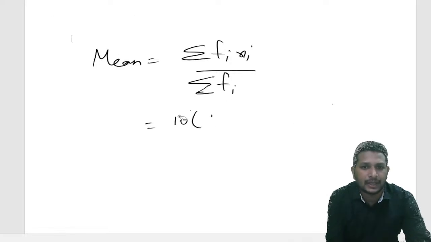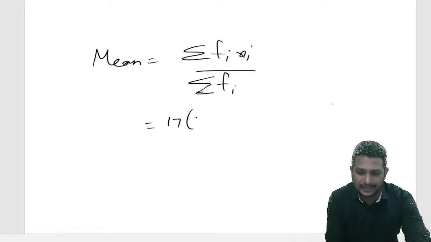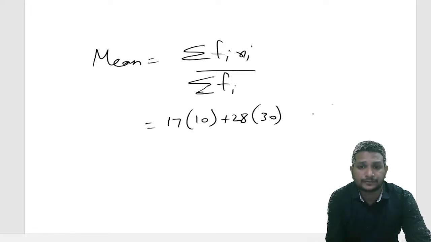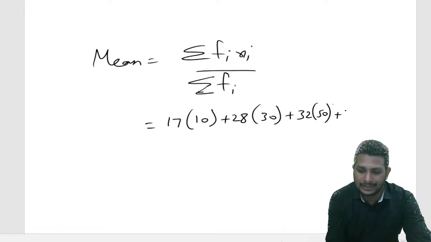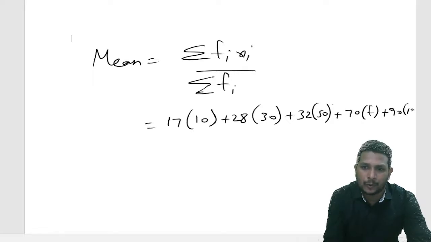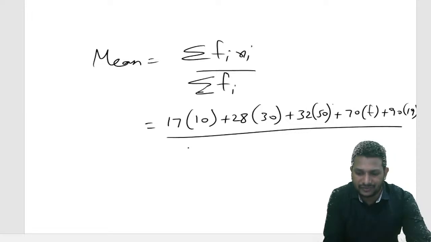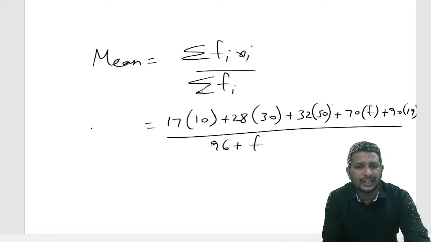Just a second. fi into xi, no? As the frequency is given as 17 and xi will be 10, and 28 into 30 plus 32 into 50 plus 70 into f plus 90 into 19. Okay. By total frequency, if I add, we'll be getting 96 plus f. We got the mean value. They gave the mean value as 50.